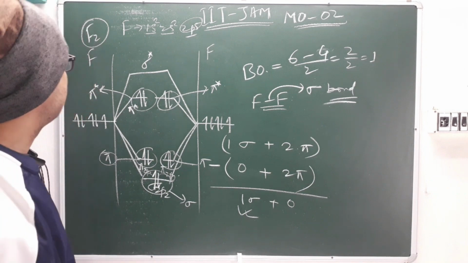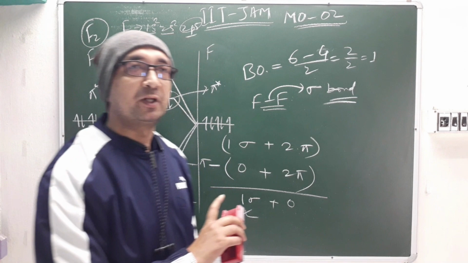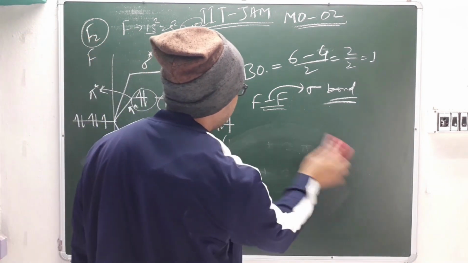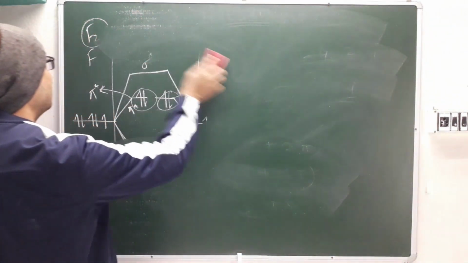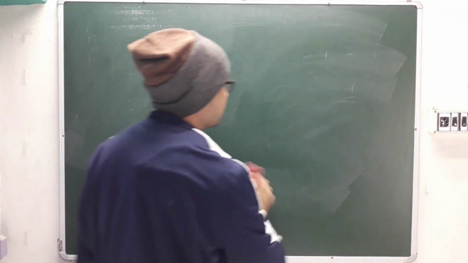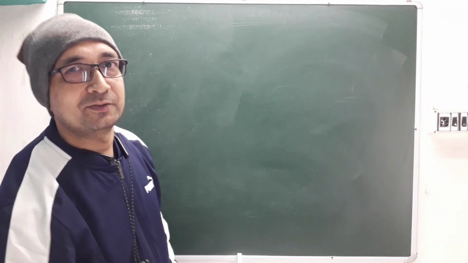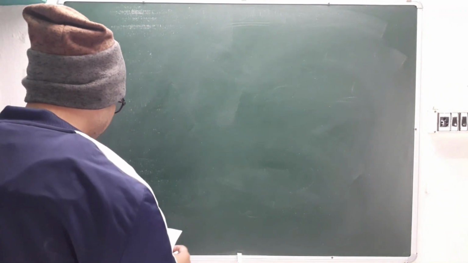So the homonuclear diatomic is completed here. Next we will have heteronuclear diatomic. I will discuss 1 or 2 and then the remaining from your questions. They have asked very nice questions in previous years, and we are expecting the same nice questions from the upcoming examination. So next is the heteronuclear diatomic molecule.